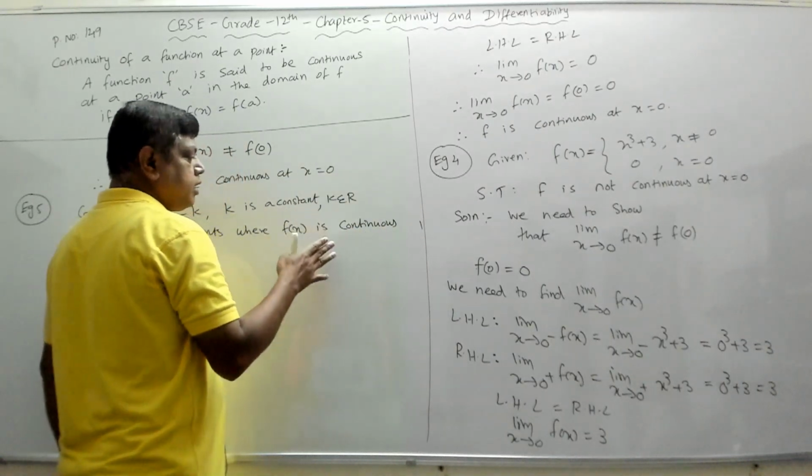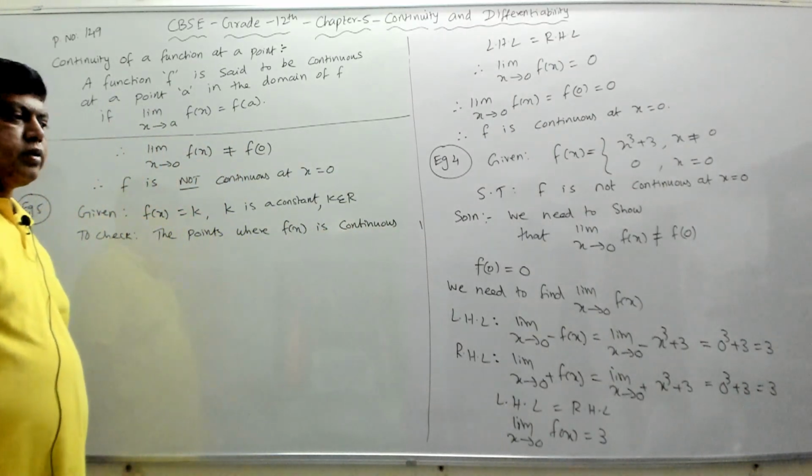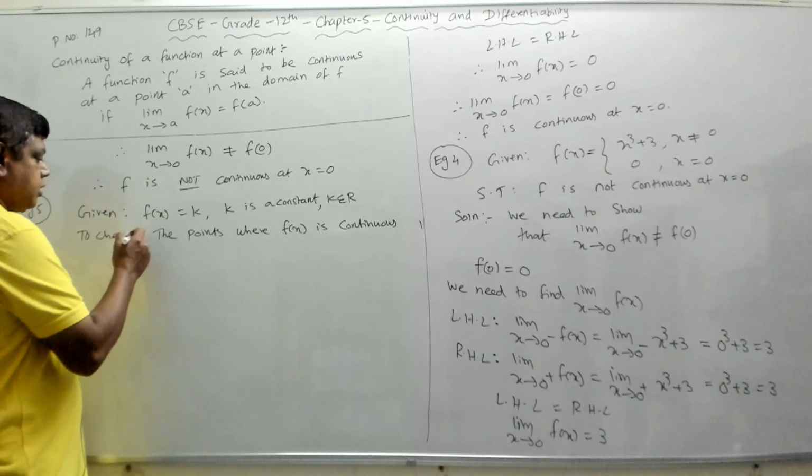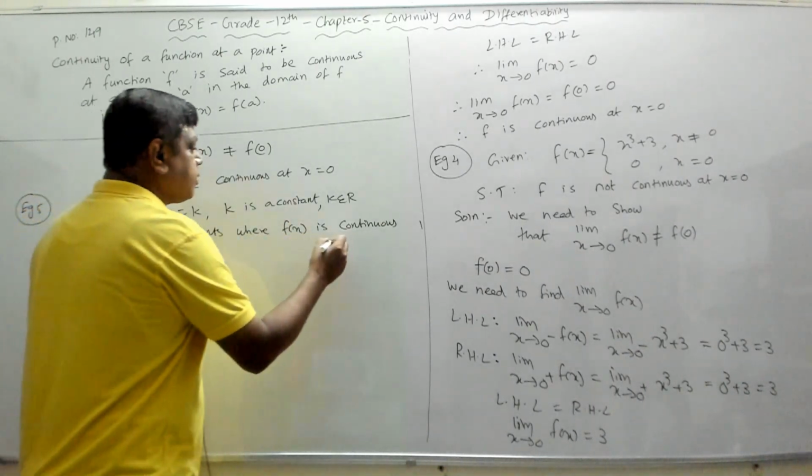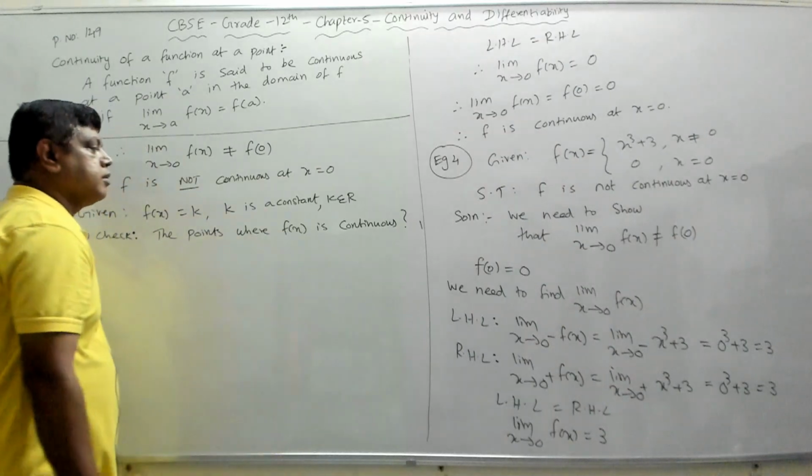F of x, or you can say f, doesn't matter. F of x is continuous. The points where we have to check is what? The points where f of x is continuous.